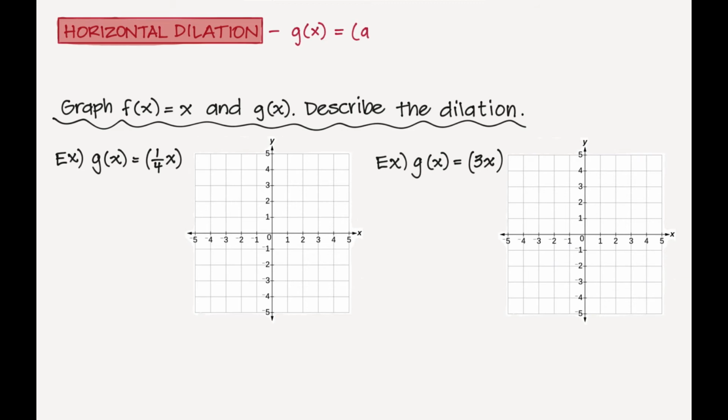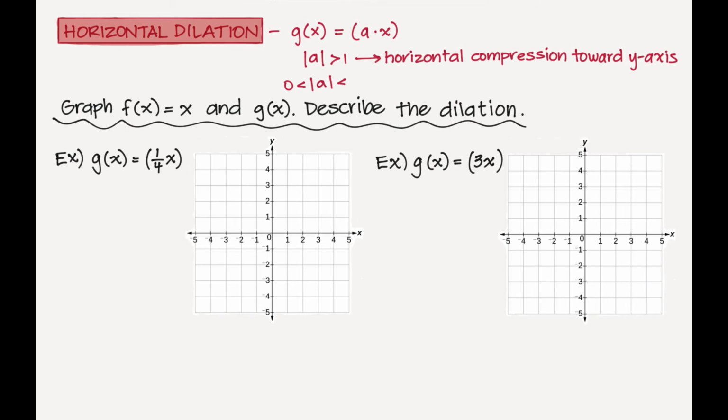Moving on now to a horizontal dilation, again it seems kind of similar to a vertical dilation, but this time g of x is equal to a times x, and that's inside of the parentheses. So now the absolute value of a, when it's greater than 1, this is going to give us a horizontal compression of the parent function, and this is going to be toward the y-axis this time. If the absolute value of a is in between 0 and 1, then it's going to give us a horizontal stretch away from the y-axis.